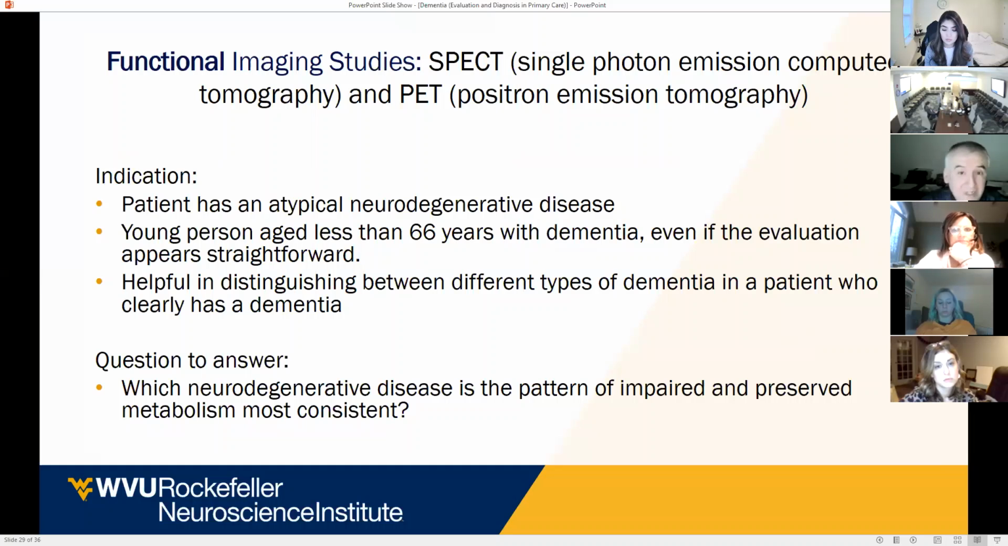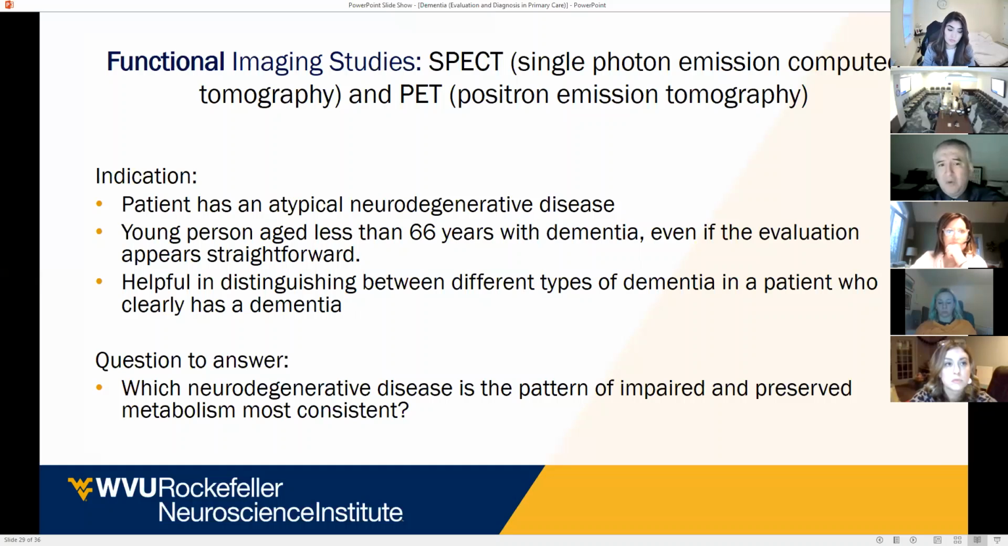The functional imaging are the SPECT and the PET. Probably not being ordered in the primary care setting, but it's a good thing to know a little bit more about these ones. When are we going to request a SPECT or PET scan? Many times it can be used if you have atypical findings, atypical presentations. We need to find out a little bit more.